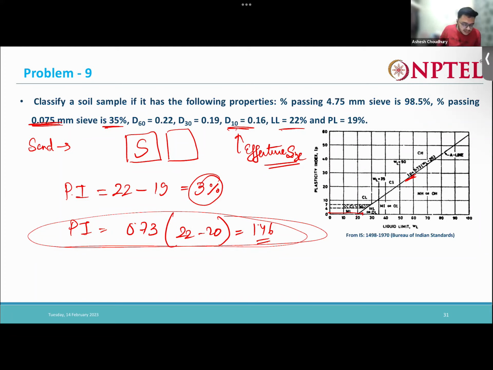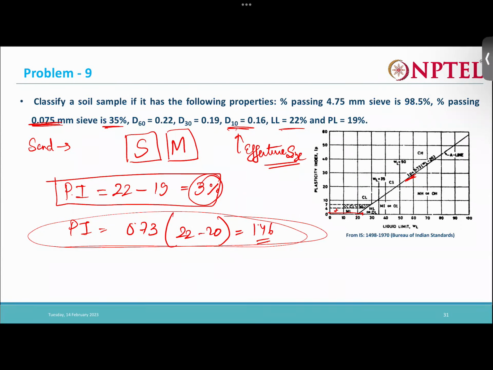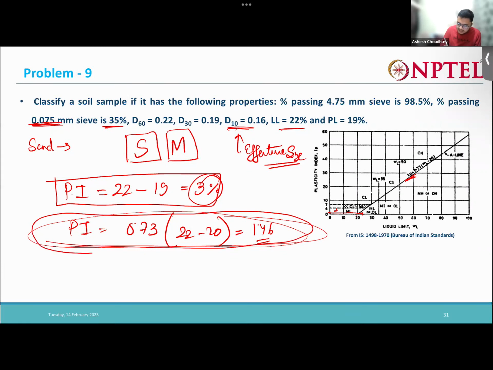If the plasticity is very low, then we can say that yes, our soil is silt. Okay. So just by finding out the plasticity index, you can directly say that it is silt, because the plasticity index is less than 4%. See, if it is less than 4%, do not write the equation, find out like this.